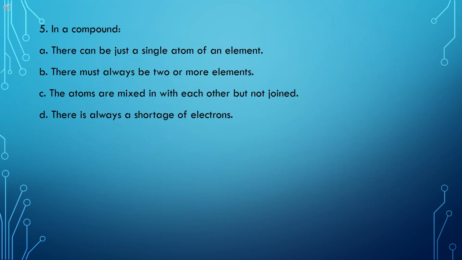Question number 5. In a compound: letter A, there can be just a single atom of an element. Letter B, there must always be 2 or more elements. Letter C, the atoms are mixed in with each other but not joined. Letter D, there is always a shortage of electrons. The answer is letter B, there must always be 2 or more elements.